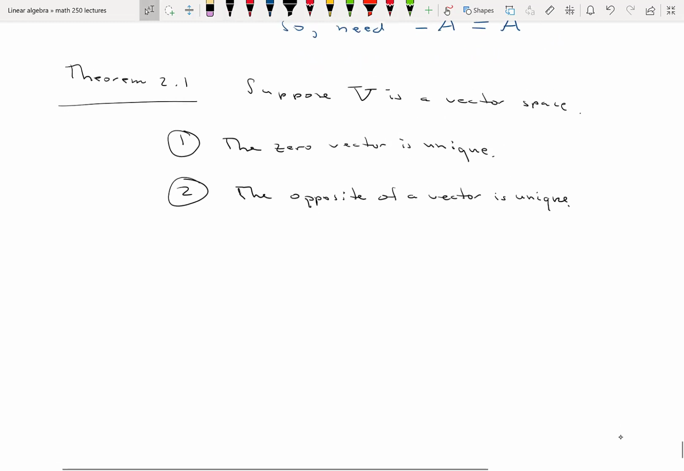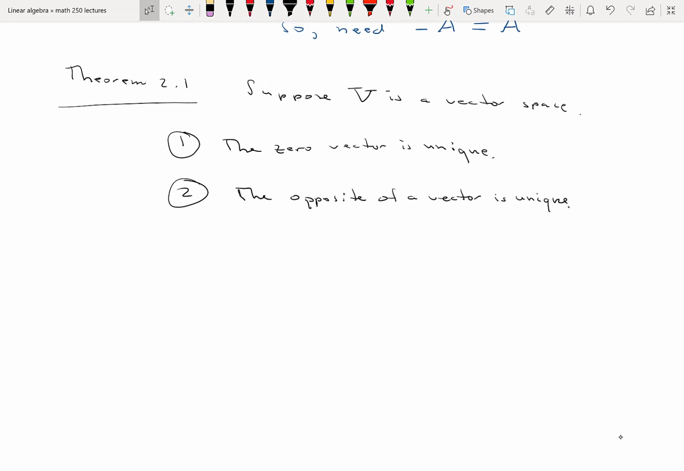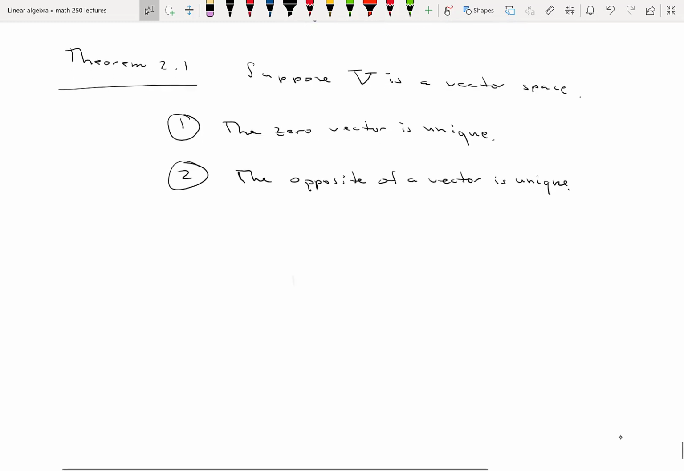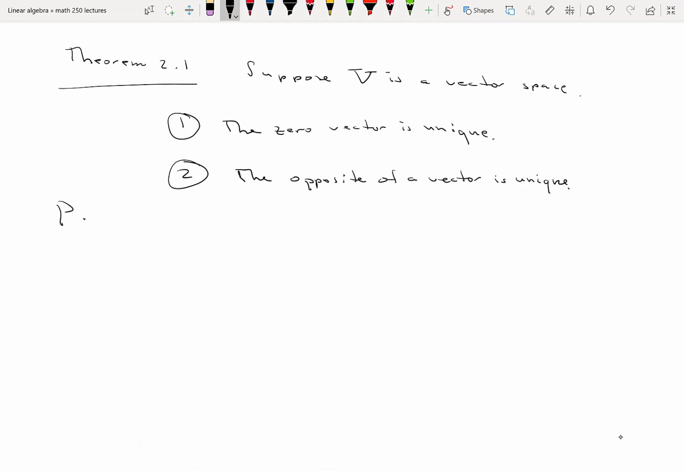I don't like your author's proofs. If I were you, I would stick with my proofs. He does things that I don't think he should do, and I'll be explicit with what I'm talking about as we move along. Okay, so proof.